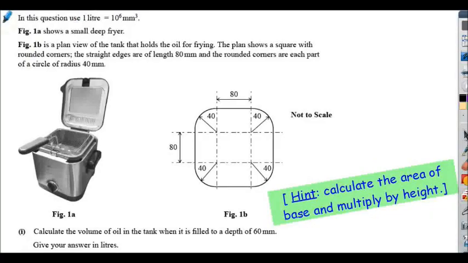So here's question 1. This relates to calculating areas and volumes associated with a small deep fat fryer. Notice we're given some reference information in the question that 1 litre is equal to 10 to the power of 6 millimeters cubed. That just helps with the later conversions.